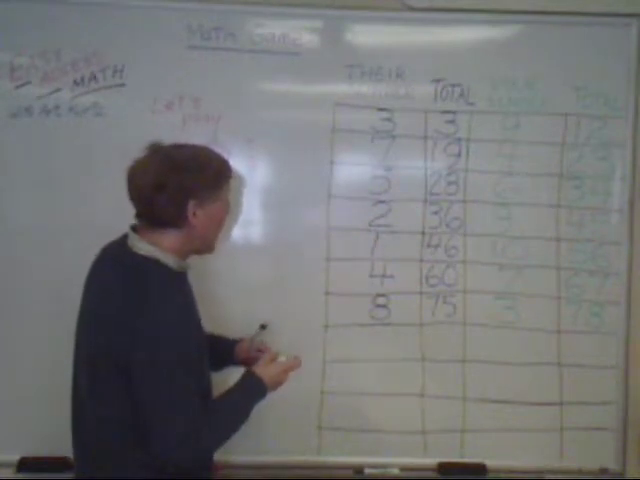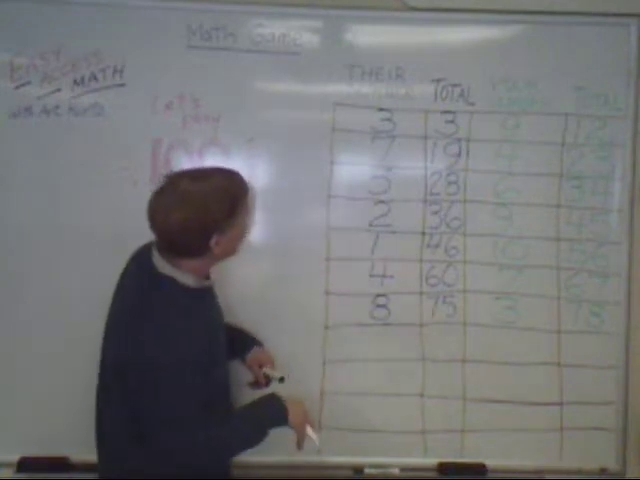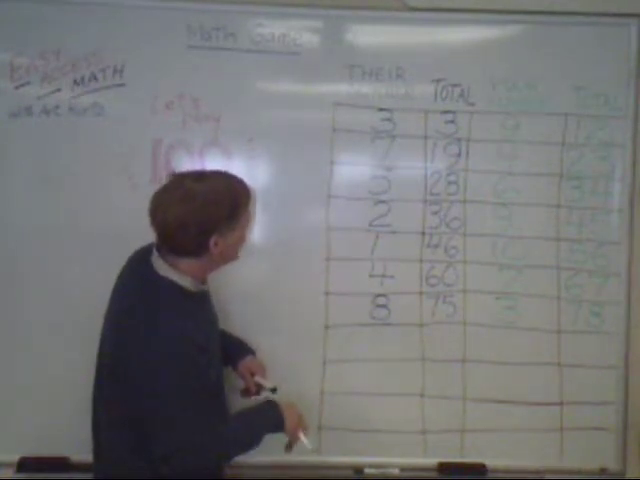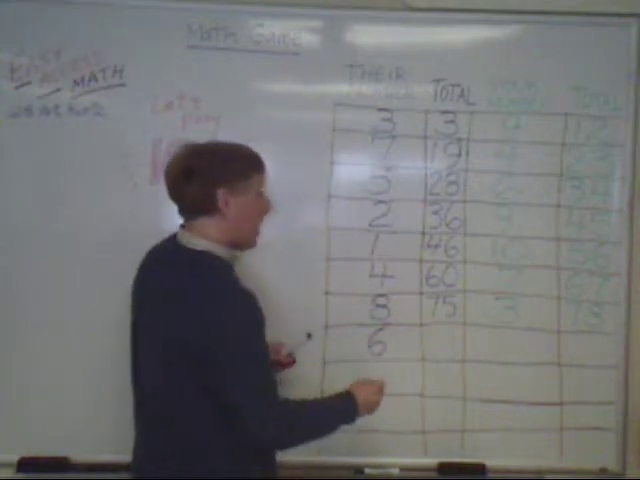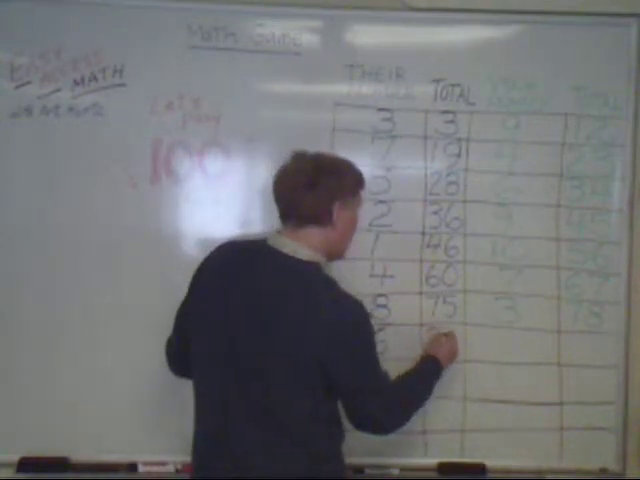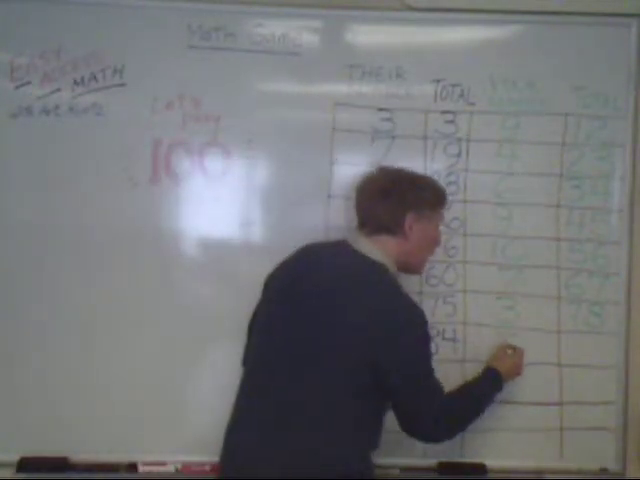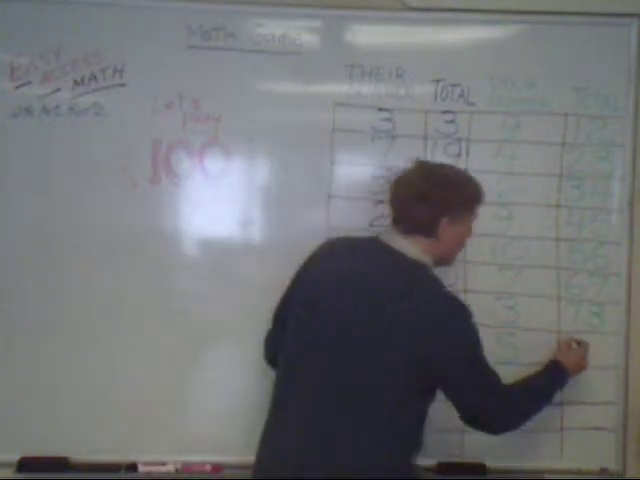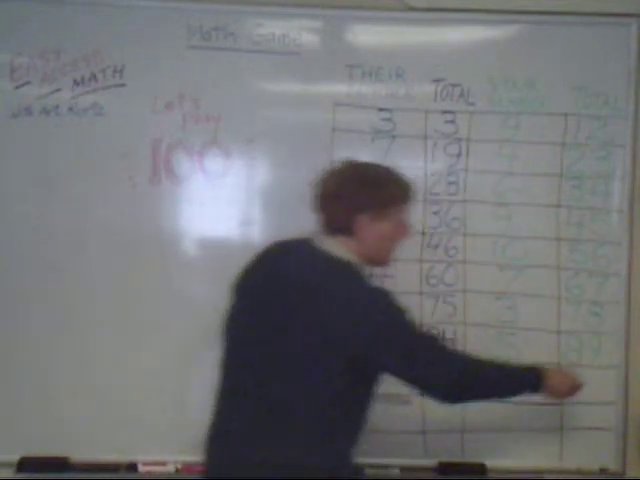Their turn again. We have 78. And let's say they pick the number 6. And that will take us to 84. I will pick 5. And that will take us to 89. Do you see the pattern yet?